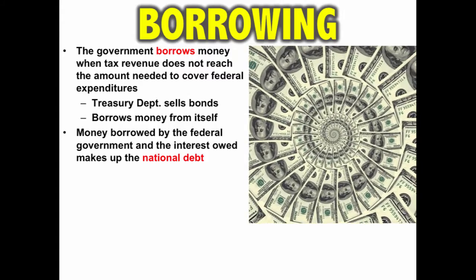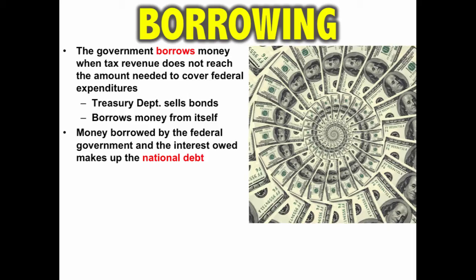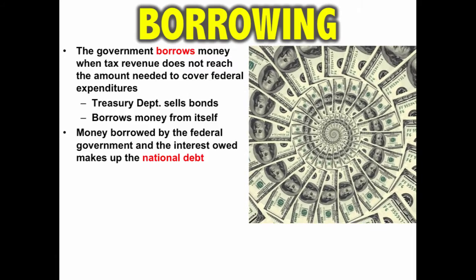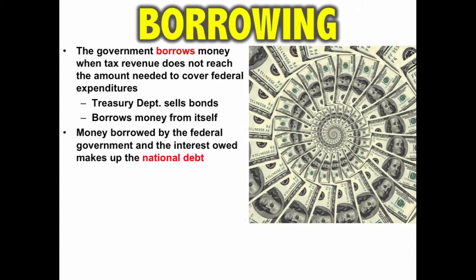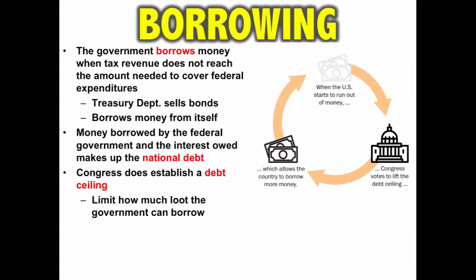So not only do you have to pay the money back, but you have to pay that interest back as well. There was a brief period in the 90s where we had a surplus. There was no need to borrow any money, but we still owed money from previous borrowing. Congress does establish a debt ceiling, which limits how much money the government can borrow.